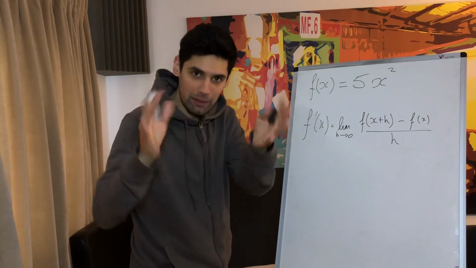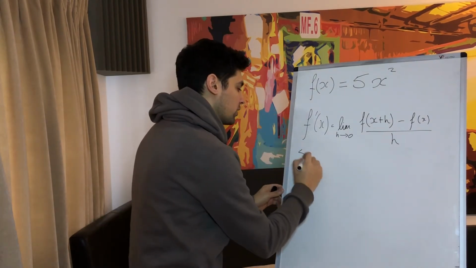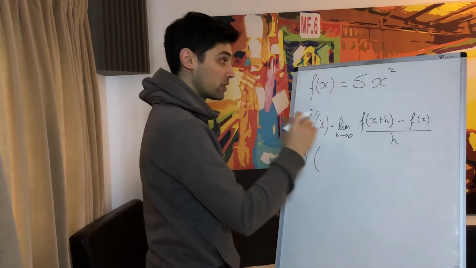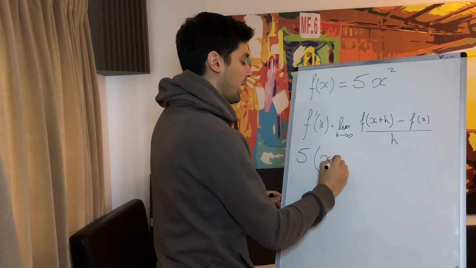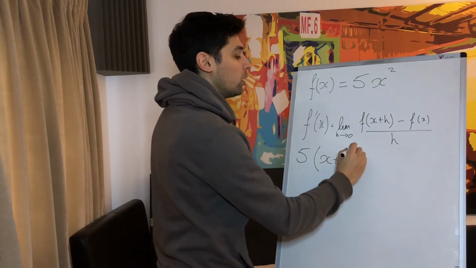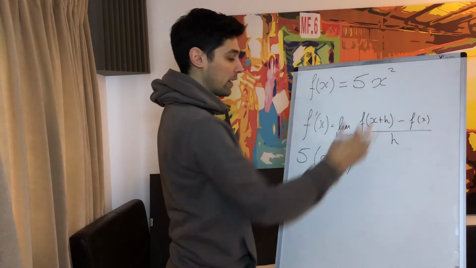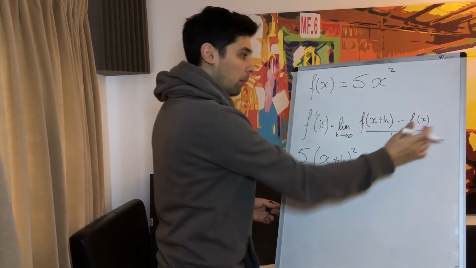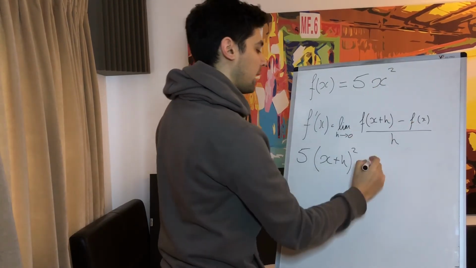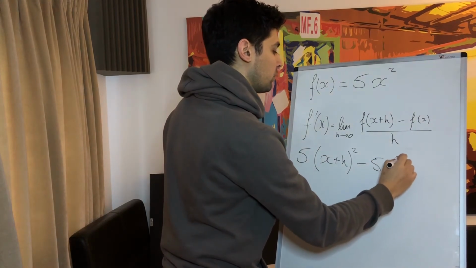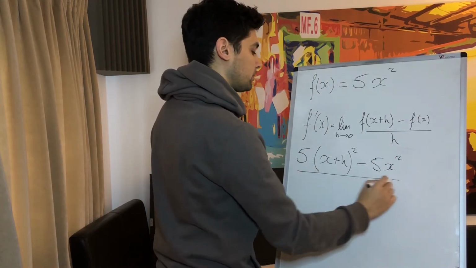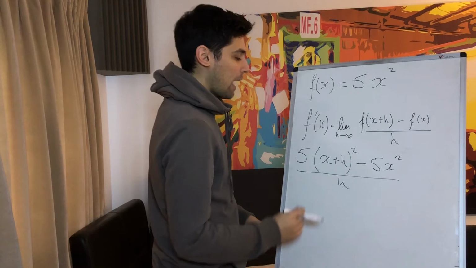So it's 5 brackets, so instead of writing the x, we're going to write x plus h squared, because it's x squared, so it's going to be x plus h squared, minus f of x, so that's minus that, over h. Now we're going to expand this bracket.